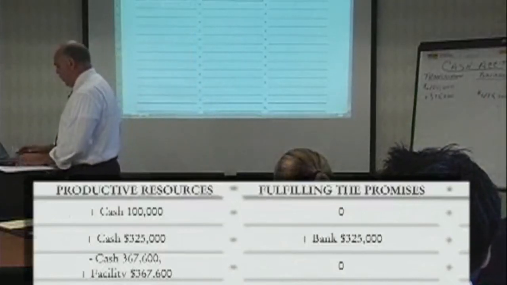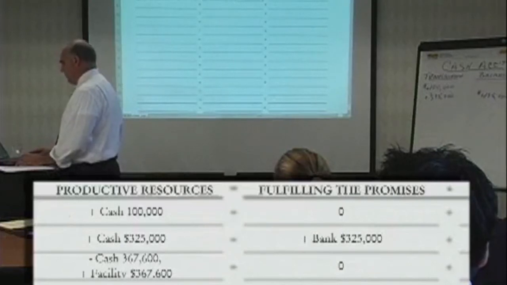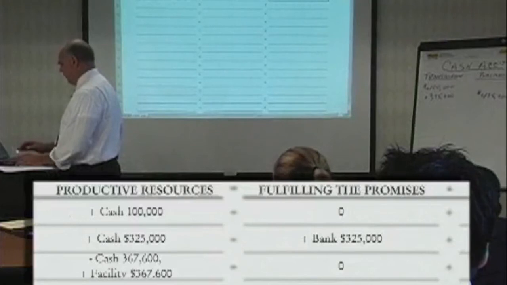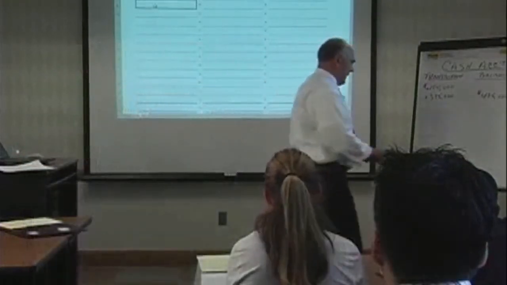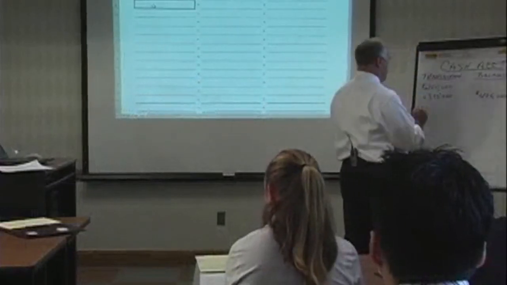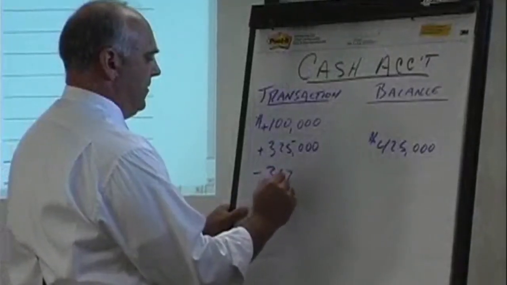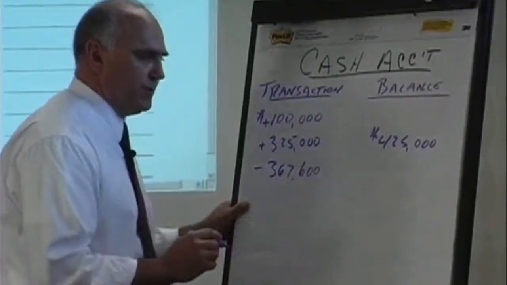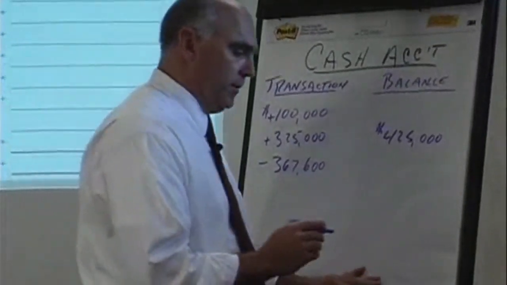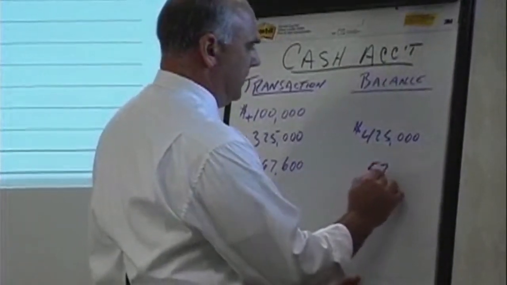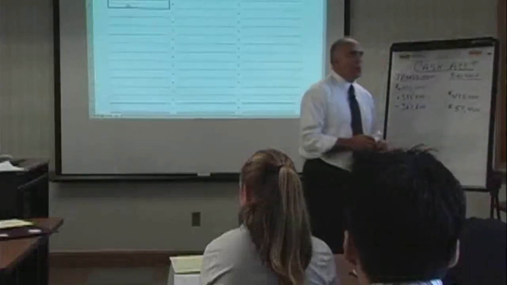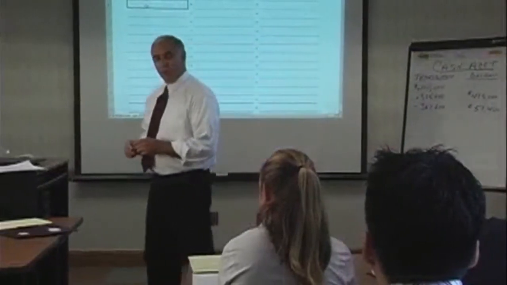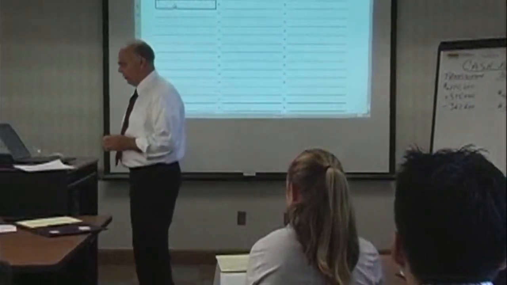So we make no entries or enter zeros in the liability column, no promise, and there's no change to the owners. So we have to come over and adjust our cash balance now. $367,600 in cash was used to buy the land and construct the building, which leaves us with a cash balance of $57,400. We're not quite productive as a restaurant yet. We have a ways to go before we open the doors for opening night.